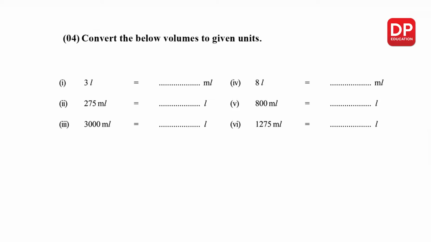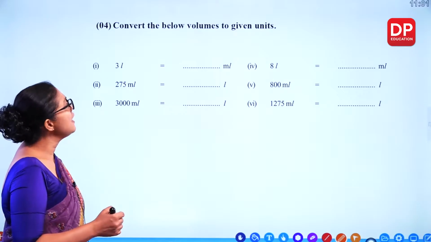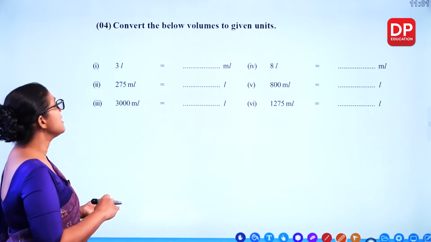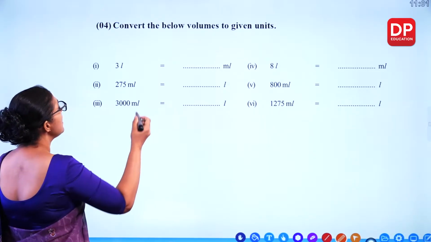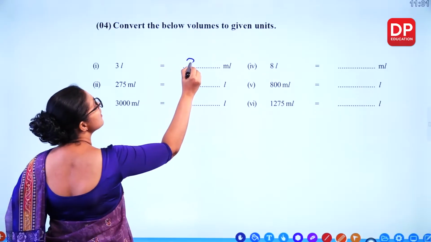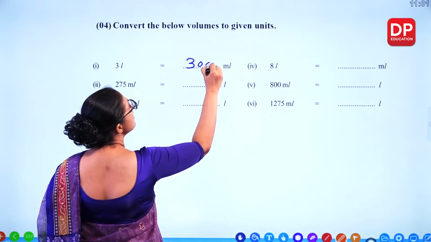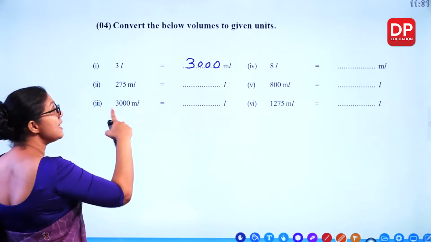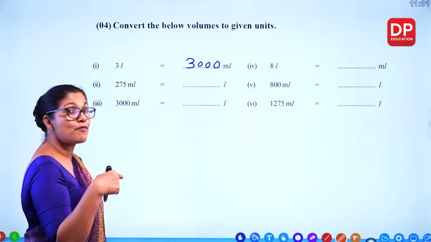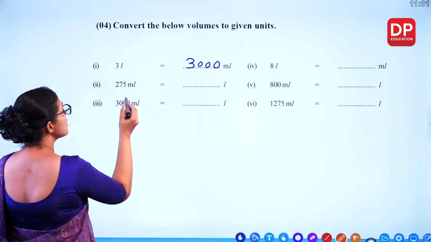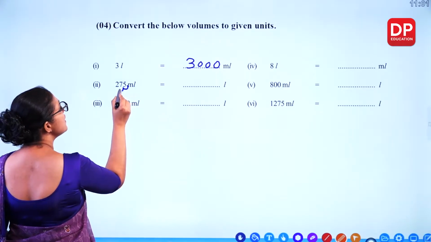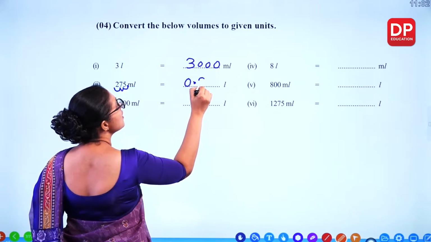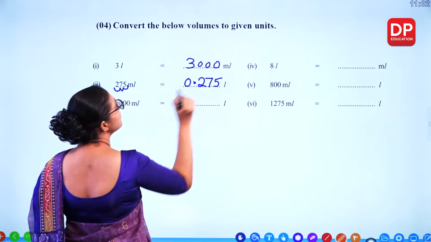Convert the volumes below to the given units. 3 liters to milliliters. What do we do? 1000 milliliters is 1 liter, so multiply by 1000. You get 3000 milliliters. 275 milliliters to liters, the other way around. You have to divide by 1000. Divide by 1000 means move the decimal point 3 places to the left. 0.275.